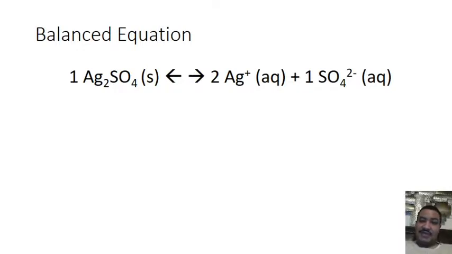First step that we're going to do is write our balanced equation. We know that silver is our cation and sulfate is our anion. This is pretty straightforward. And we see that we have 2 silver ions and 1 sulfate ion to balance the equation from the silver sulfate solid.